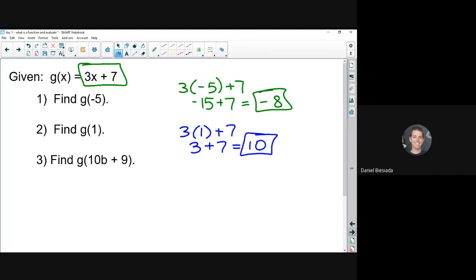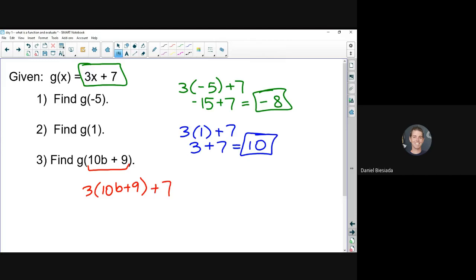And finally, the trickiest one of the lot here is going to be that g of 10b plus 9. This is a little tricky. The entire 10b plus 9 will be put into the function. And just make sure that you put it in parentheses when you do. So I start with 3x plus 7. The x is replaced, in this case, with that whole 10b plus 9.